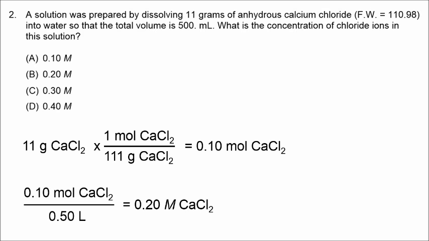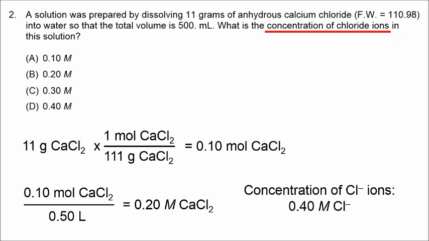Now before you circle B as the correct answer, remember that the question said, what is the concentration of chloride ions? And that will be twice as much as the concentration of calcium chloride itself. So the correct answer is D.